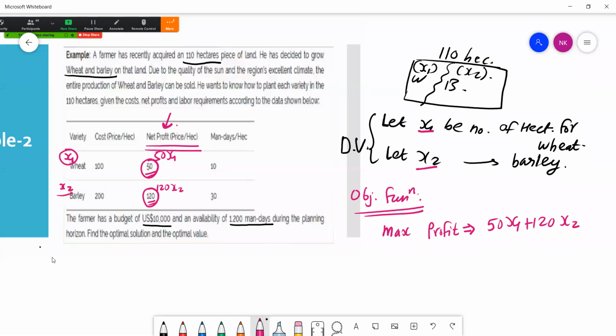We have been given the constraints. The constraints are, let me just take more space to write the constraints.